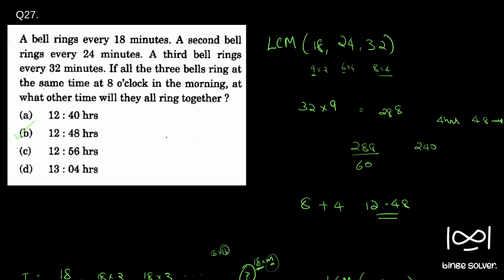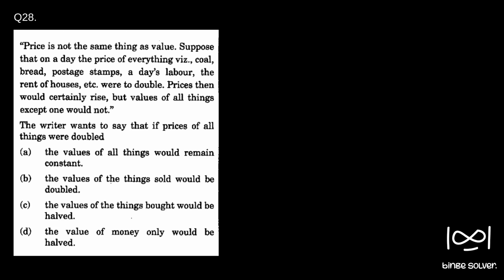Moving on to the next question, question 28. I'm not sure whether this is a question from a comprehension, anyway, we will solve this. Price is not the same thing as value. Suppose that on a day, the price of everything, namely coal, bread, postage stamps, a day's labor, the rent of the houses, etc., were to double, prices then would certainly rise, but values of all things except one would not. The writer wants to say that if the prices of all things were doubled, the values of all things would remain constant.